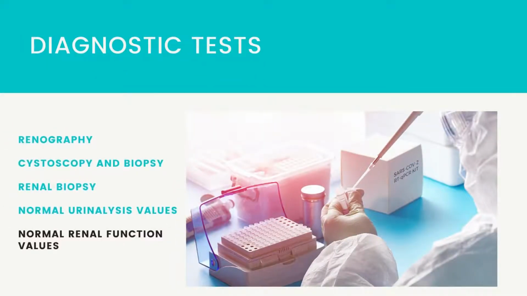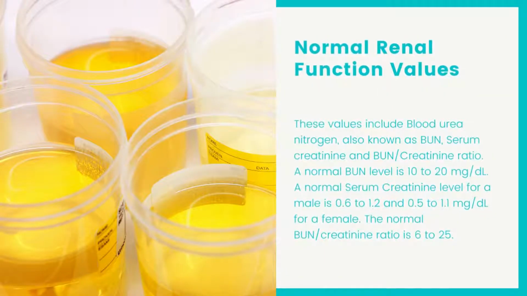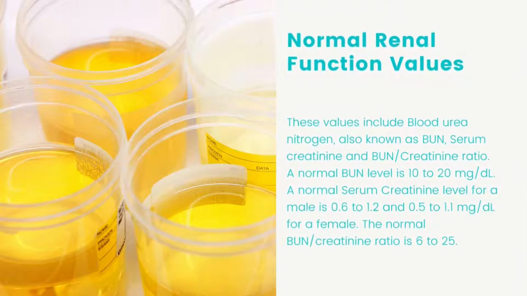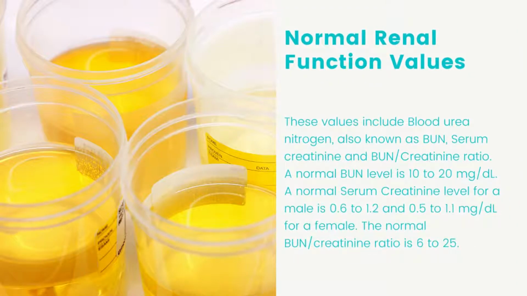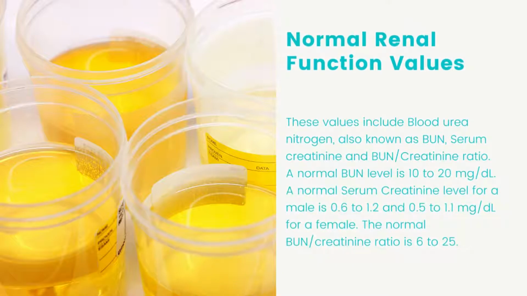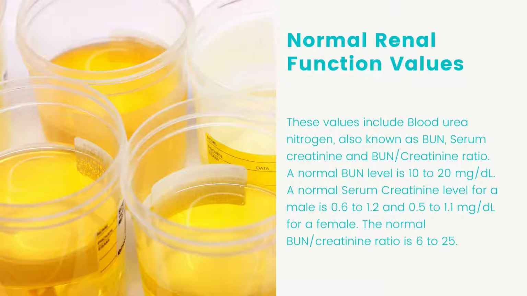Normal renal function values. These values include blood urea nitrogen, also known as BUN, serum creatinine, and BUN to creatinine ratio. A normal BUN level is 10 to 20 mg per deciliter. A normal serum creatinine level for a male is 0.6 to 1.2, and 0.5 to 1.1 mg per deciliter for a female. The normal BUN to creatinine ratio is 6 to 25.